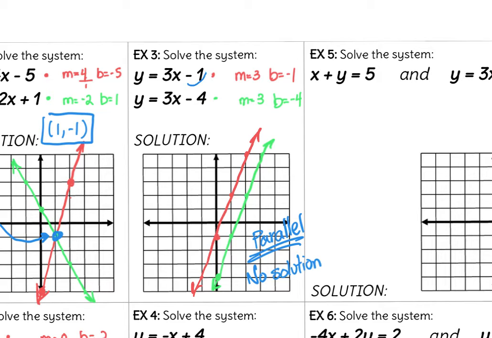When we have different y-intercepts but the same slope, that means no solution. These two lines are not going to intersect because they're starting in different places and they're growing at the same rate. So this would be a no solution system.